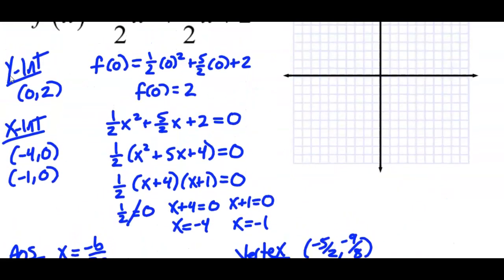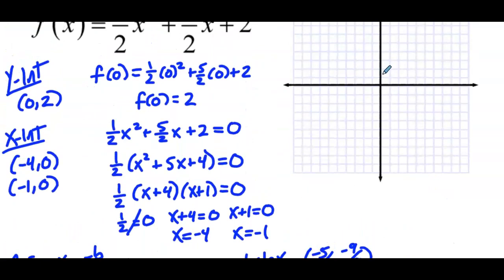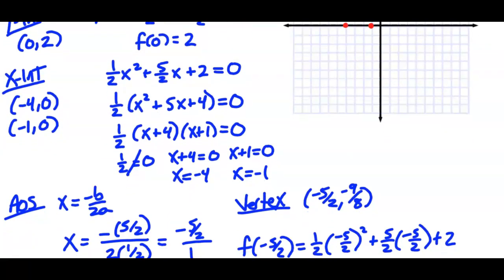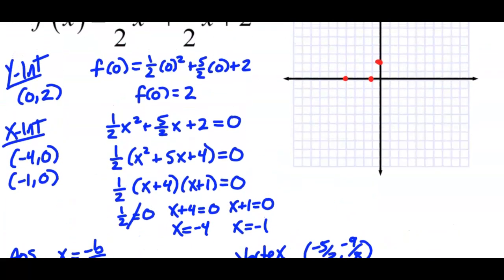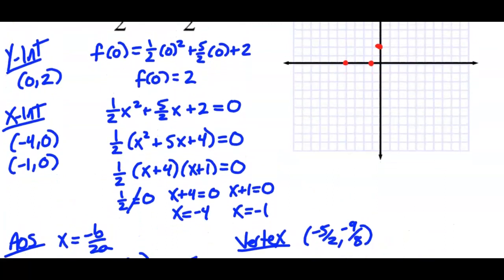So we'll plot all of our points. So we have 0, 2. We have negative 4, 0. Negative 1, 0. And then we have negative 5 over 2, negative 9 over 8.